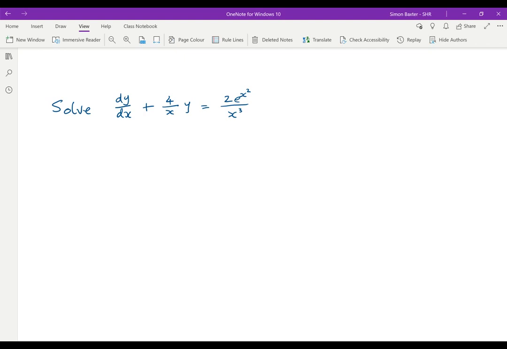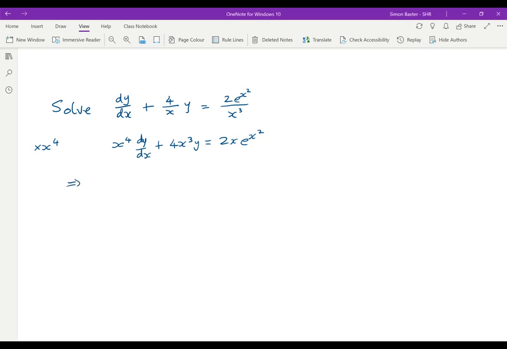Well, let's play a little trick on it. Let's multiply through by x to the power 4. That will give us x to the power 4 dy by dx plus 4x cubed y is 2x e to the x squared. Now have a look at the left-hand side. You should be able to see that this is an exact equation, and the left-hand side is the derivative of x to the 4 times y.